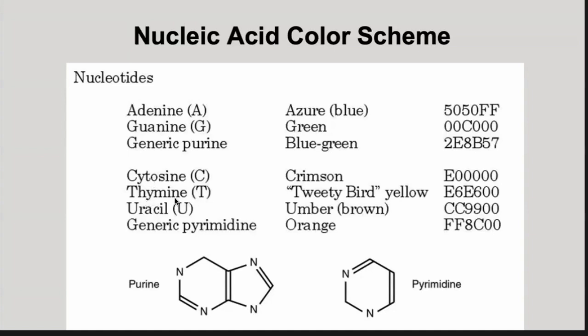And then uracil, the only color they could think of that started with a U was umber, which of course is a type of brown. And all of these are kind of in the warm family. Certainly crimson is red, Tweety Bird is yellow, umber is kind of a warmish brown. So they said, all right, let's use orange for the generic pyrimidines. So the most common of these would be the azure adenine, green guanine, red cytosine, and yellow thymine.